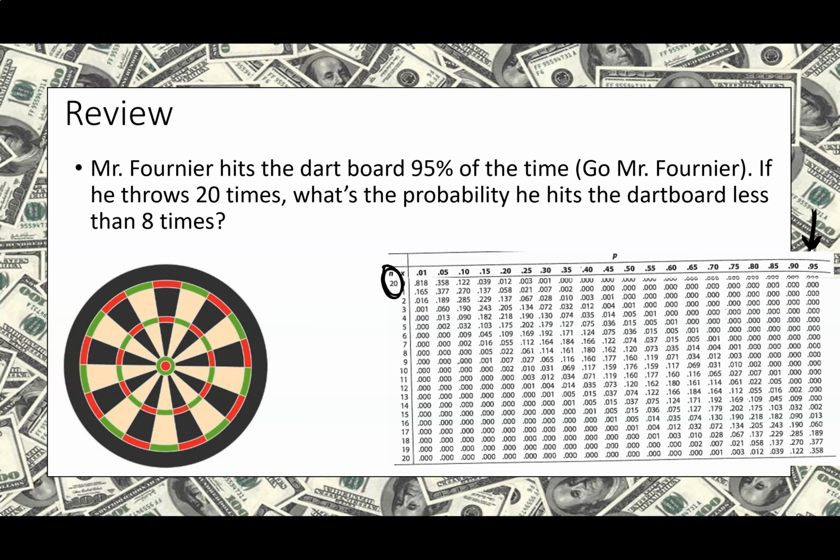So I find the 7, which is right here. Okay, and so it would be adding up all of these probabilities. Because it says less than 8 times, that's why I'm including 7. And so what is 0.00 plus 0.00 plus 0.00 plus 0.00 plus 0.00? Obviously, that is going to be a 0% chance. Way to go, Mr. Fournier.